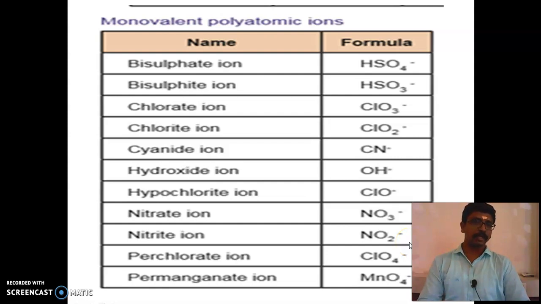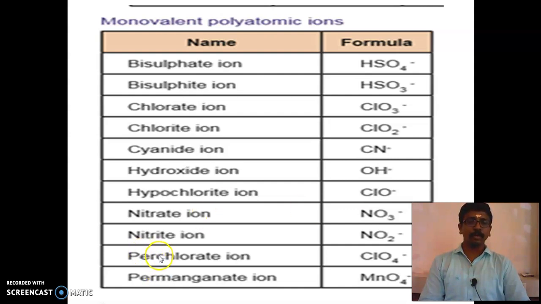You can see here that when the ion name ends with "ate", the value will be higher. If the ion name ends with "ite", the value will be lower. For sulfate SO4, sulfite SO3, for chlorate ClO3, for chlorite ClO2, and for nitrate NO3, for nitrite NO2.